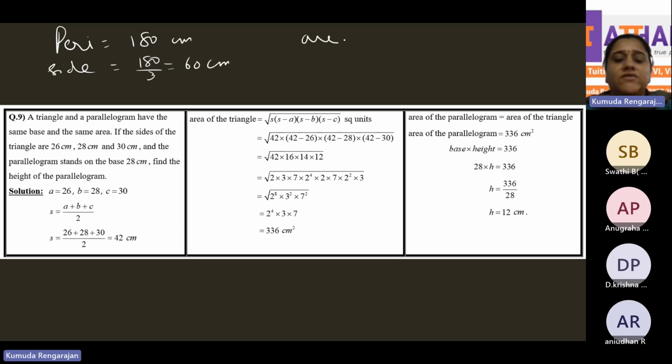Now what will be the area? We already found the formula, root 3 by 4 into a square. And a is 60, a is the side, 60. 60 into 60. So this is the area.